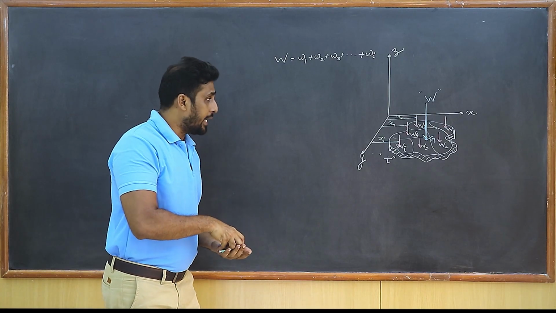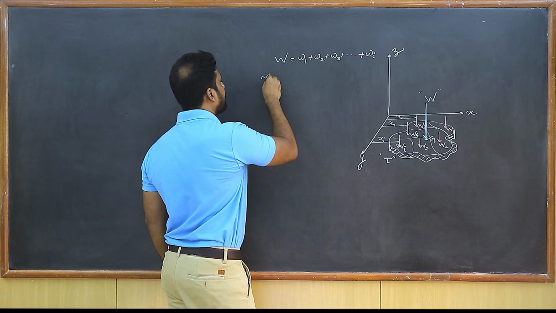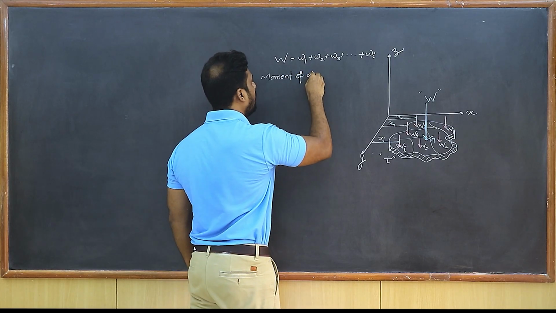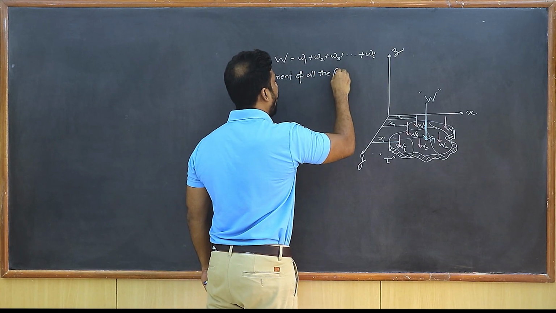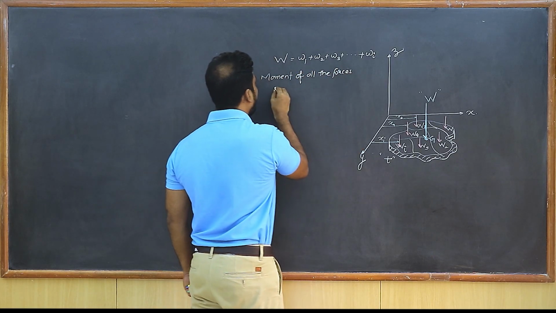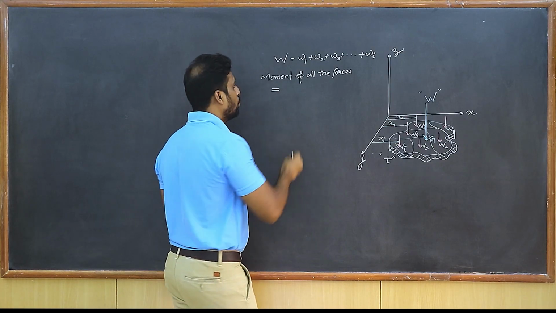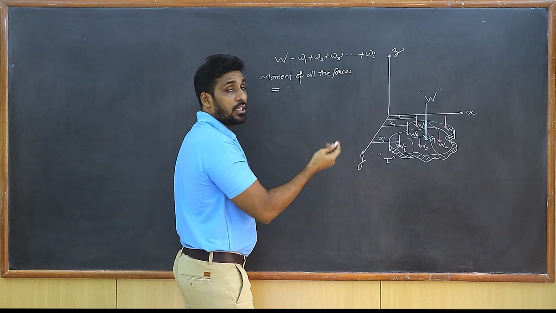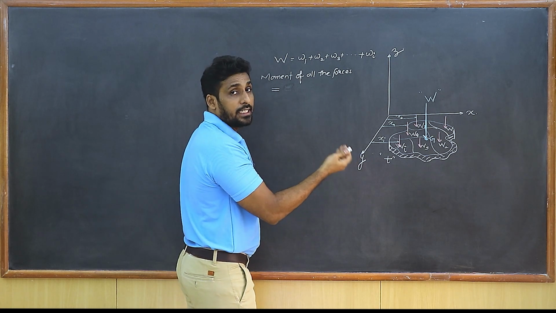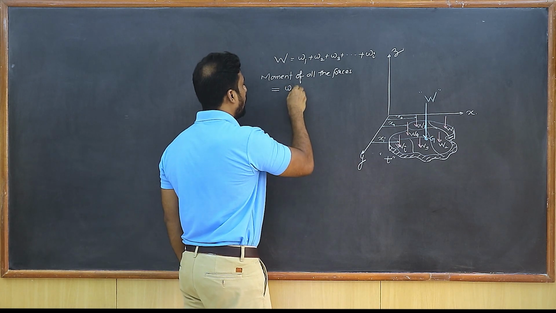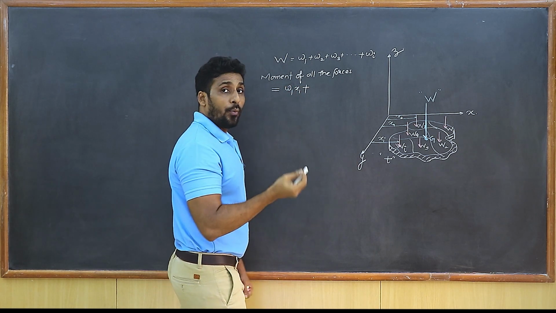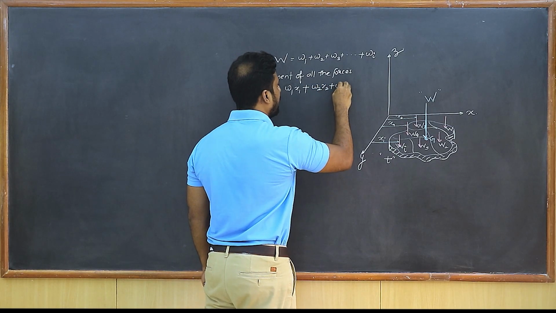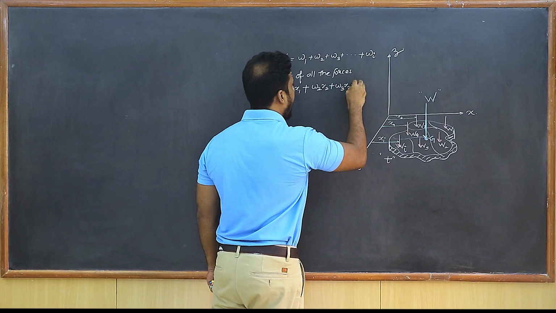That means I can say the moment of all the forces, if I want to get, this is going to become equal to the moment of the first force W1, its distance is x1, so I can write W1 into x1. The moment of the second force, it is going to be W2 into x2, then W3 into x3, and so on.